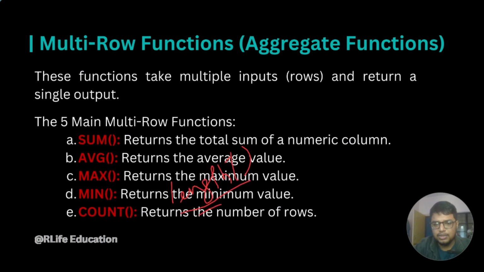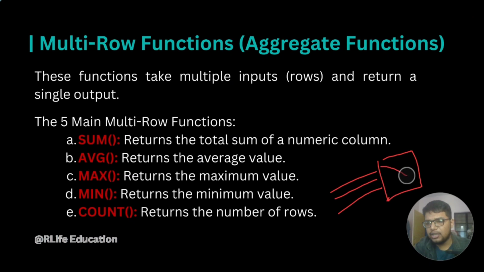Multi-row function means we are going to provide multiple inputs at a time. It is going to aggregate all of this and give one single output. In the middle of this process, all of our inputs get merged or aggregated. Because of this, a multi-row function is also known as an aggregate function. It is aggregating all the inputs in a single place and giving one output. There are 5 types of multi-row functions. You can see here: sum, average, max, min, count.